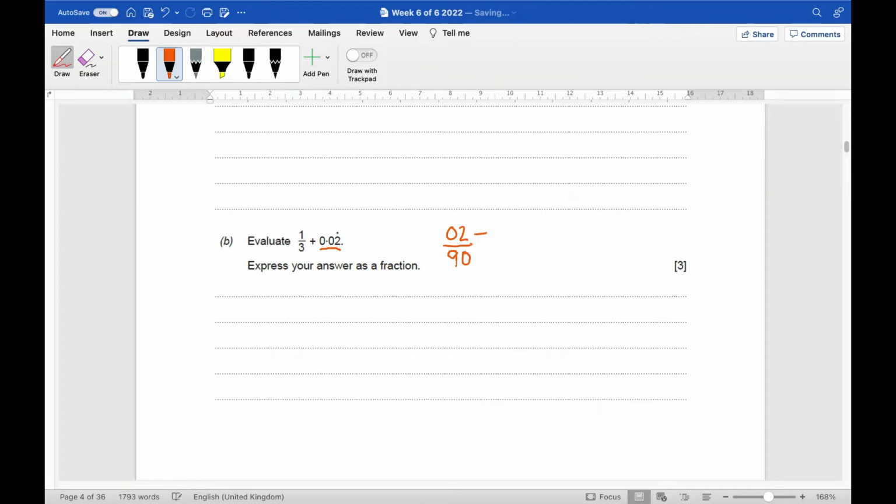We take away the non-recurring bit. So in this case, we're taking away 0. All right, it doesn't make sense to take away 0. It means we're not changing the number, but it's important to keep following the method. So it's 2 over 90. Okay, so what this becomes is a third plus 2 over 90.